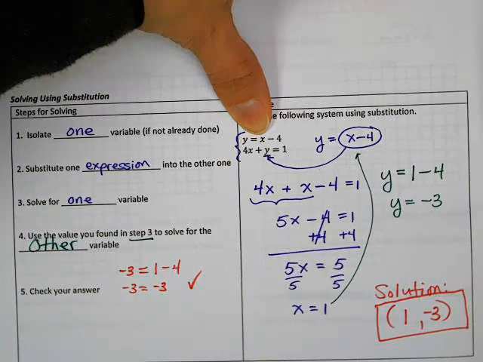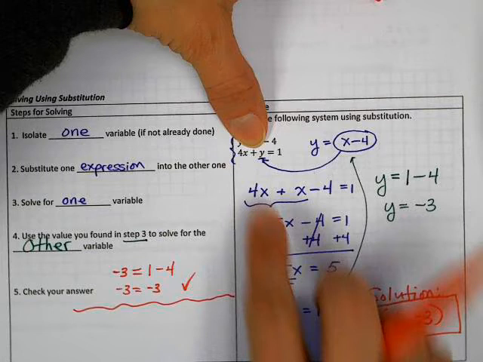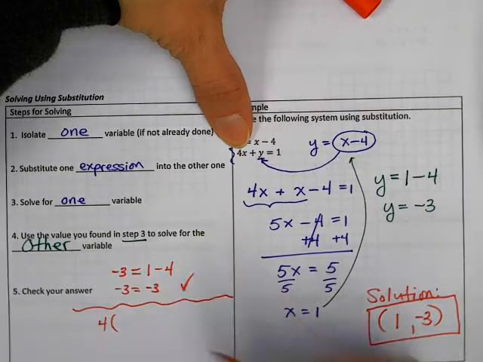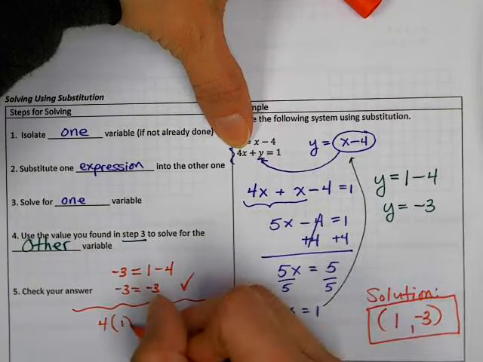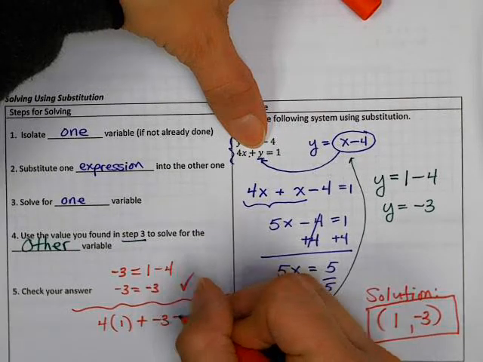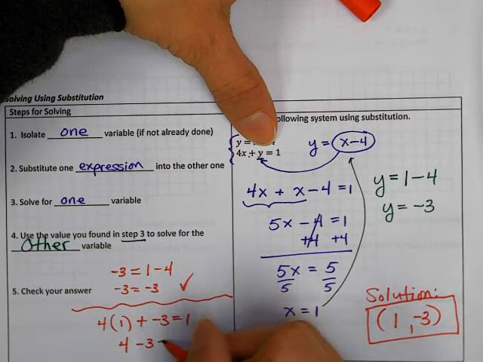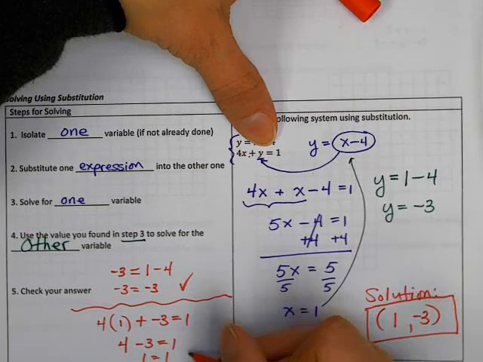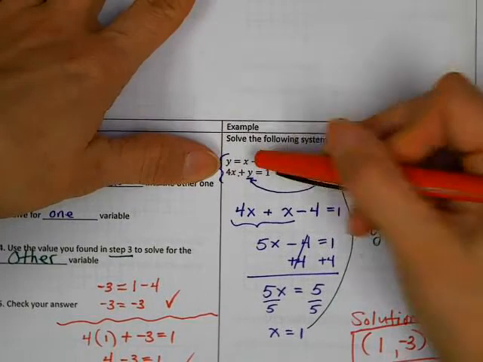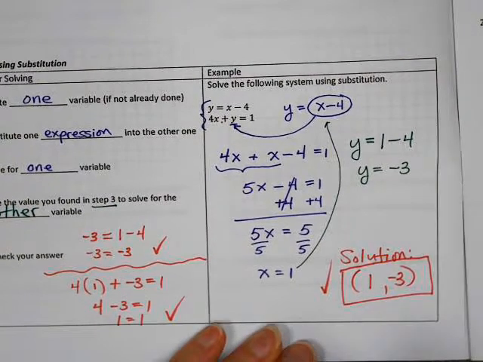That's not it. You can't stop. We also have to check the second equation. If it doesn't work in the second one, that's not the right solution for my system. All right, let's check 4 times the x number. What's the x number? 1 plus the y number. What's the y number? I think it's negative 3. Does that equal 1? 4 times 1 is 4. 4 minus 3. Does that equal 1? Yes, it does. It works. It works in both of the equations. That is definitely the solution to this system. Okay, correct. It checks. I'm just going to put, I checked it. I got an A. All right, let's do some more.